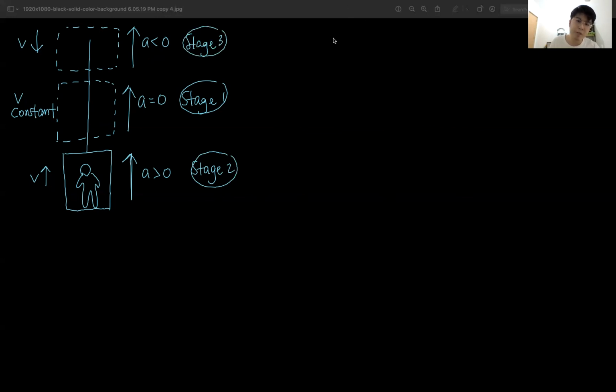Okay, so for stage 1, since there's no acceleration, it can either be constant V or at rest. 2 possible scenarios like mentioned just now. And this one would be accelerating. This one will be decelerating. Let's look at only this one.